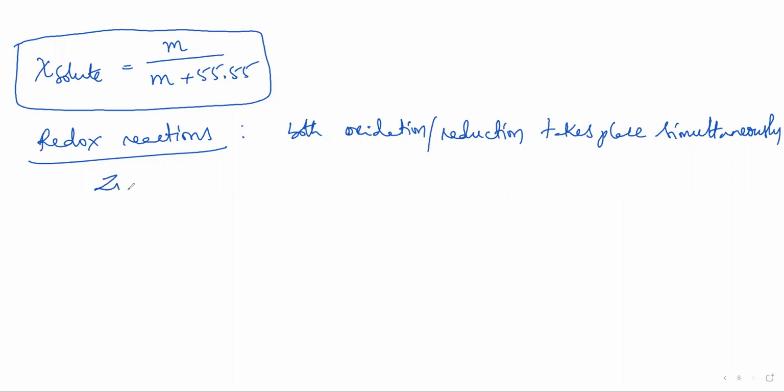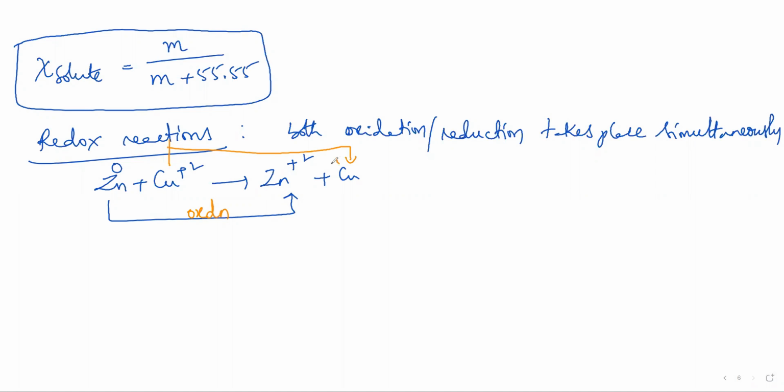Let us suppose zinc plus Cu2+ gives rise to Zn2+ plus Cu. Now zinc is converted into Zn2+, so 0 to +2. Is there an increase in oxidation state or not? Yes. An increase in oxidation state is called oxidation. Here copper is +2, and in elemental form it is 0. That means the oxidation state decreases. A decrease in oxidation state is called reduction. So such a reaction is called a redox reaction.